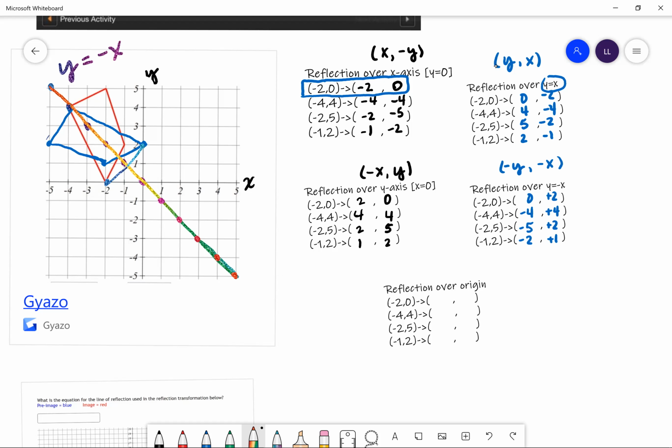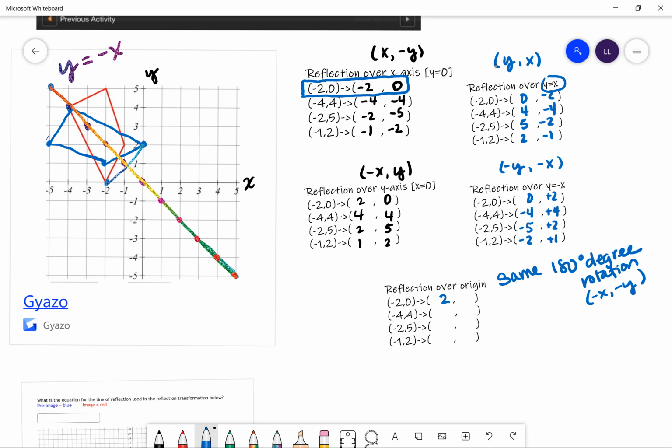All right. So last but definitely not least, let's do a reflection over the origin, which is the same as a 180 degree rotation. Let's do that real quick so that you will see how that looks. A 180-degree rotation. All right, so that's the same as that. The rule for this is (negative x, negative y).